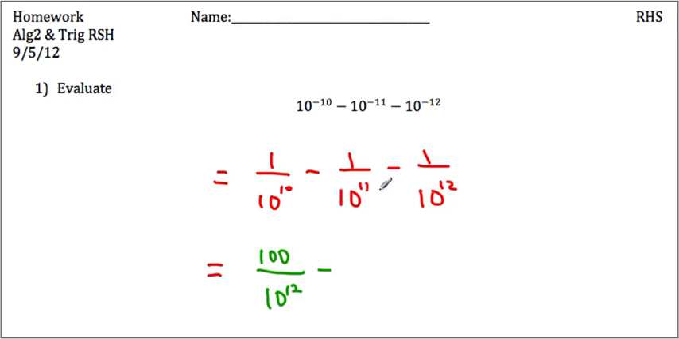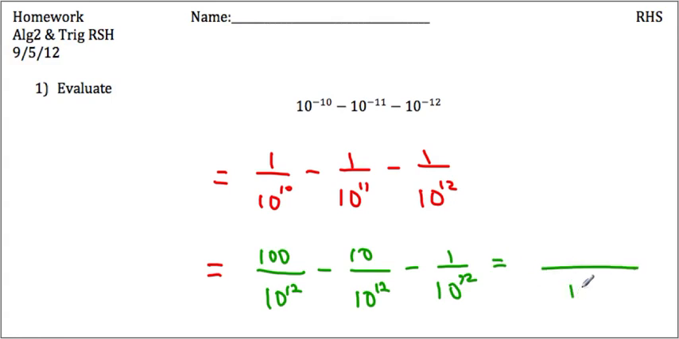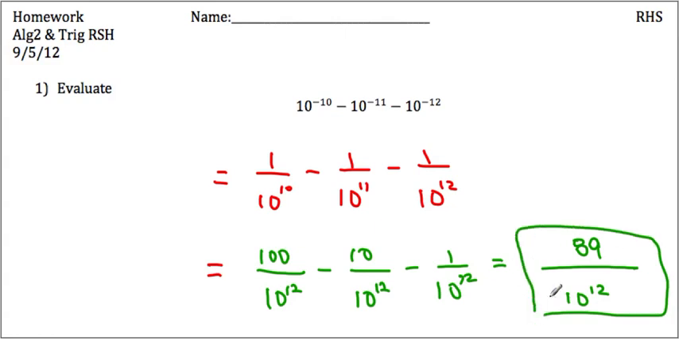Minus, here, I just have to multiply top and bottom by 10, so we get 10 over 10 to the 12th power. Here, the third one is 1 over 10 to the 12th power. This basically means on the denominator we get 10 to the 12th power, but the numerator simply becomes 100 minus 10 minus 1, which becomes 89. So our answer becomes 89 over 10 to the 12th power.